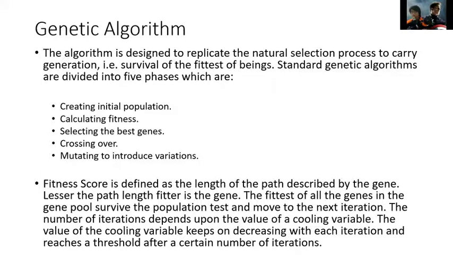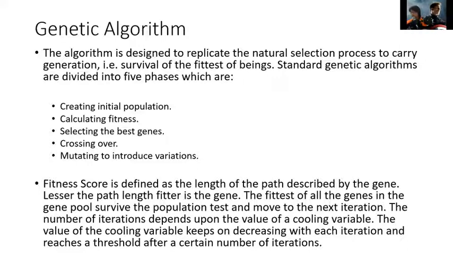And the standard GA is divided into 5 phases: create an initial population, then you calculate their fitness, and you select the best gene, and then you do crossover to change the gene for a better offspring, or you do a mutation, or you do both. Fitness score is defined as the length of the path described by the gene.